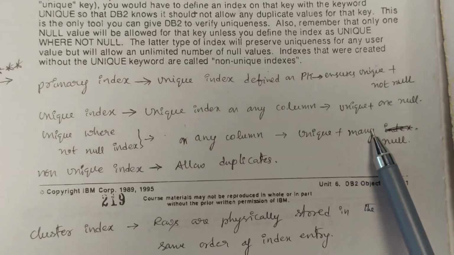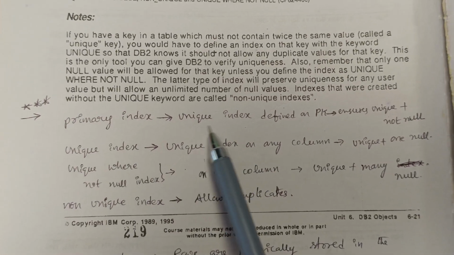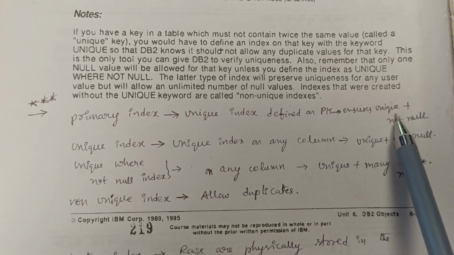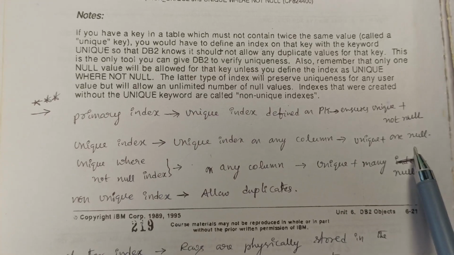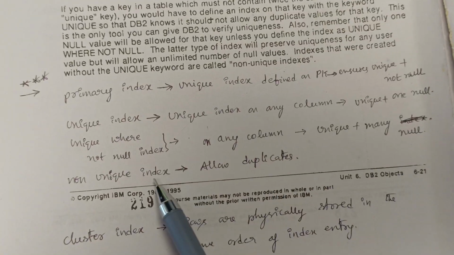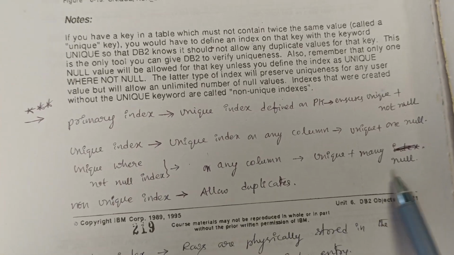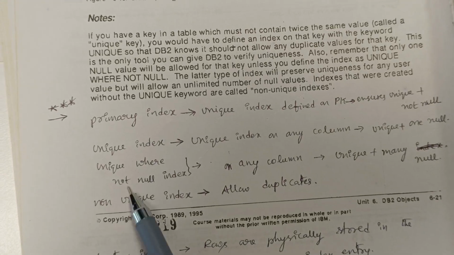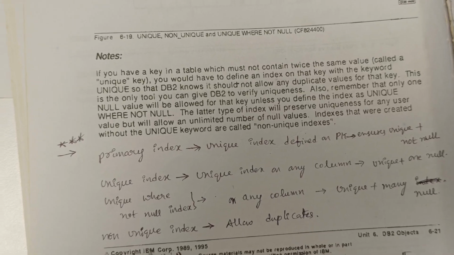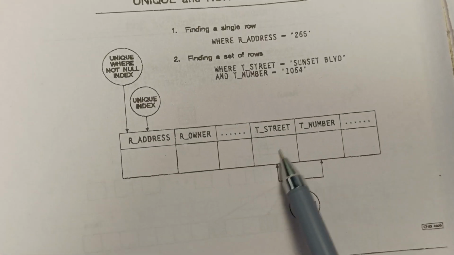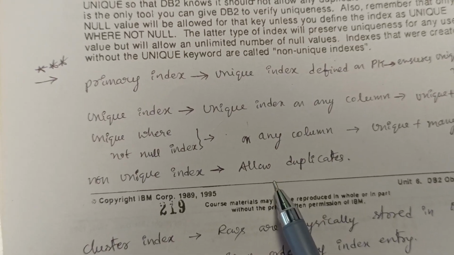For 99% of the DB2 tables, we are going to create a primary key index, meaning a unique index defined on the primary key, ensuring unique plus not null values. A unique index allows only one null value, and a unique where not null index means a column that is unique is allowed to have many nulls. A non-unique index means duplicate values are allowed. Earlier we saw a non-unique index with multiple columns; it allows duplicate values.